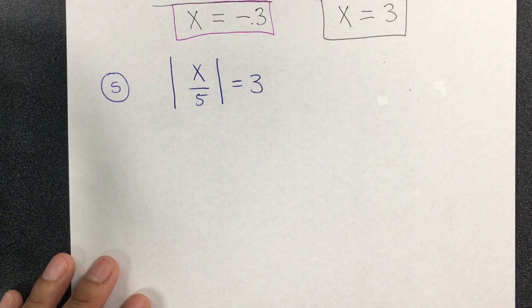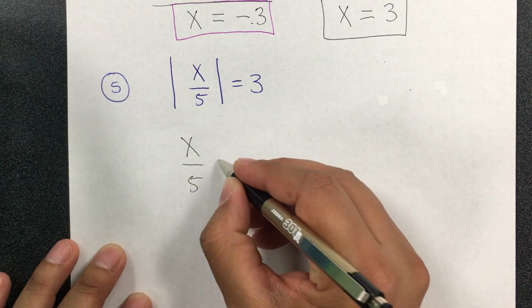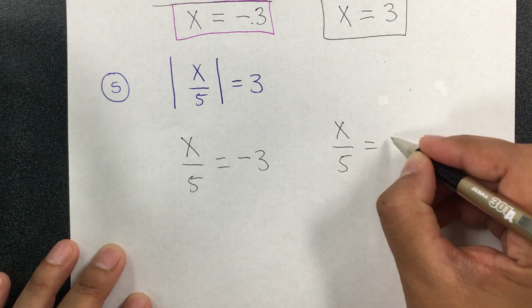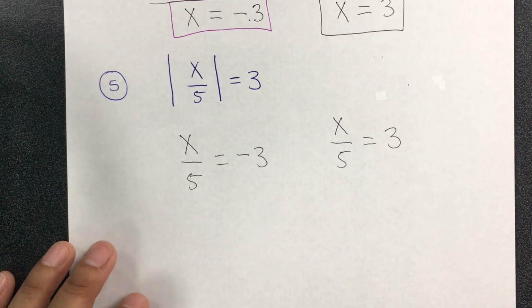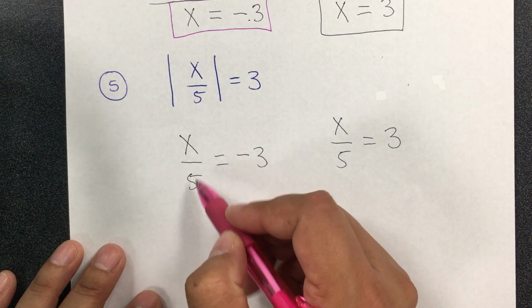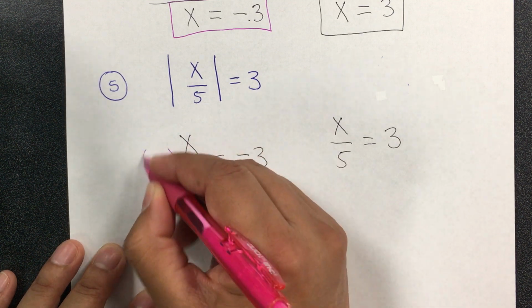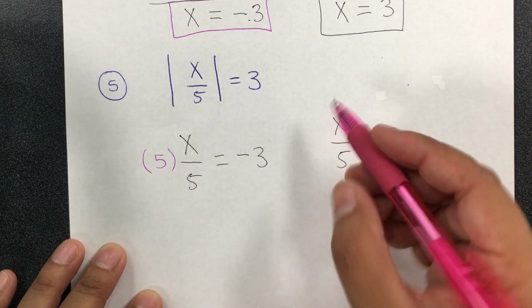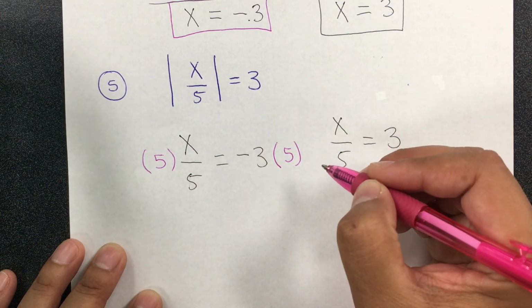Okay, now we have one that looks like a fraction. We're going to take this out, so it's x divided by 5 equals -3, and x divided by 5 equals +3. And it doesn't matter which one is which, you're going to get the two answers anyway. So when we have this that looks like a fraction, this means division. The opposite of division is multiplication, and we're going to multiply by the same sign. If this is positive, this is also going to be positive. And if we do it on one side, we have to do it on the other side.